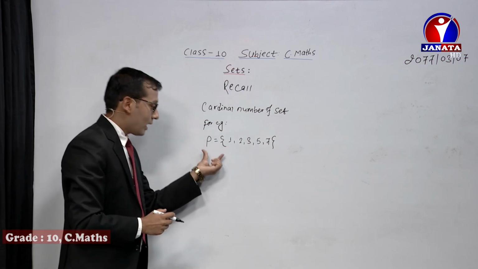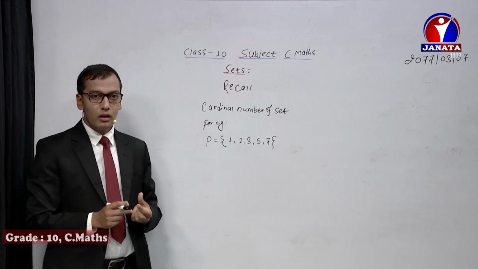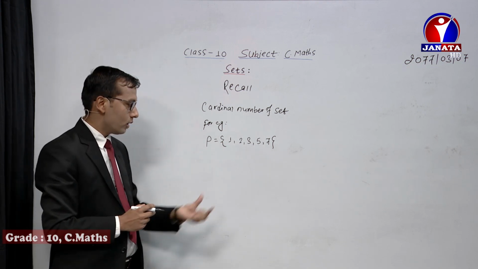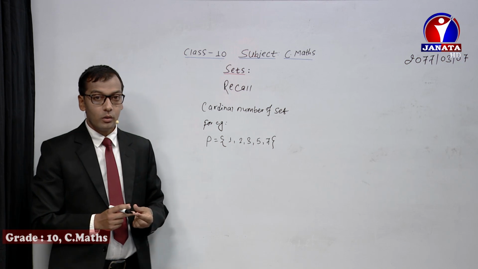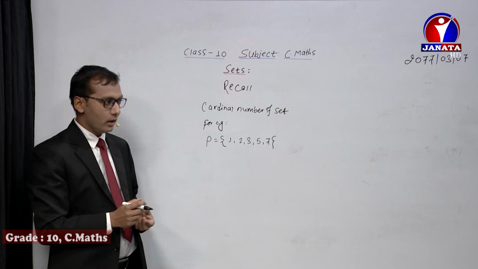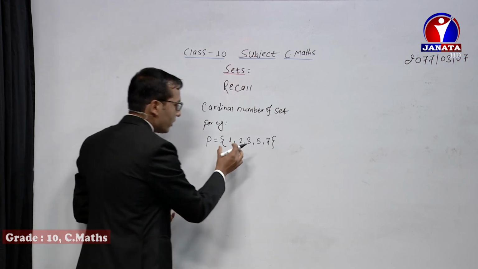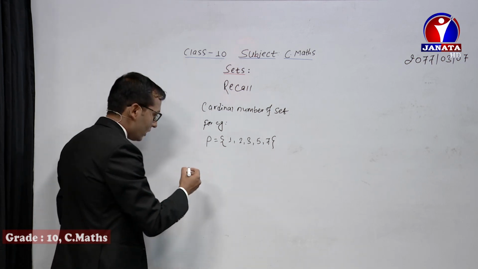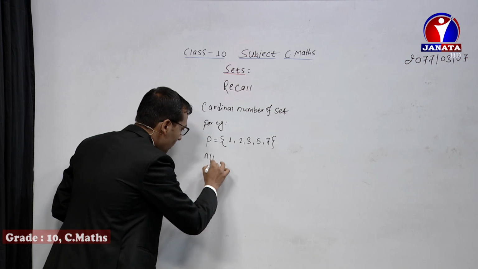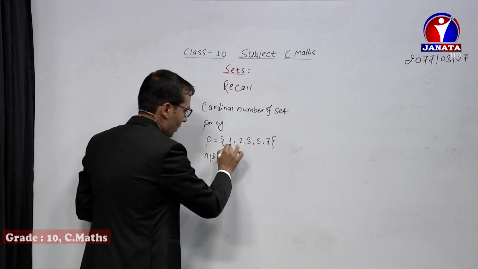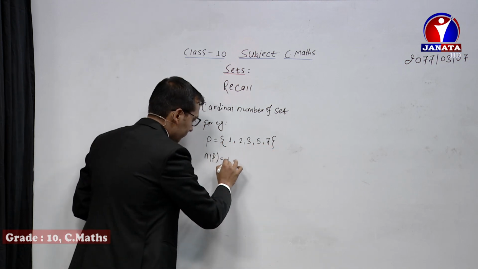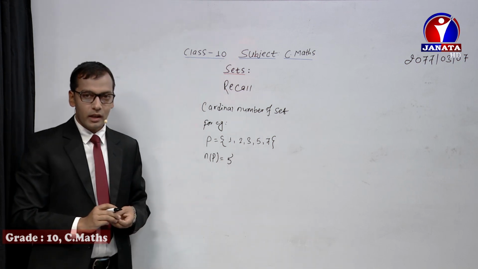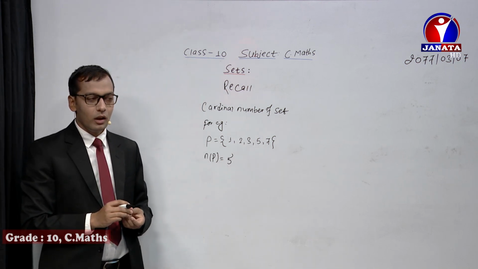So the cardinal number of a certain set is the total number of elements, total number of objects contained by it. How many elements, how many numbers are contained by set P? That gives the cardinality or cardinal number. So n of P is 5. This is the cardinal number of a set.